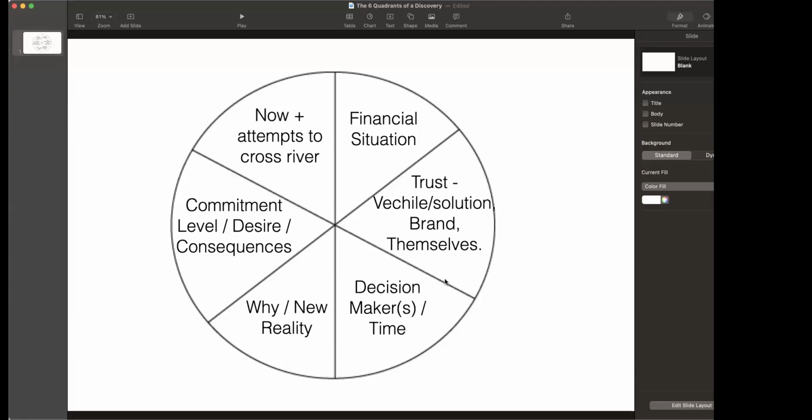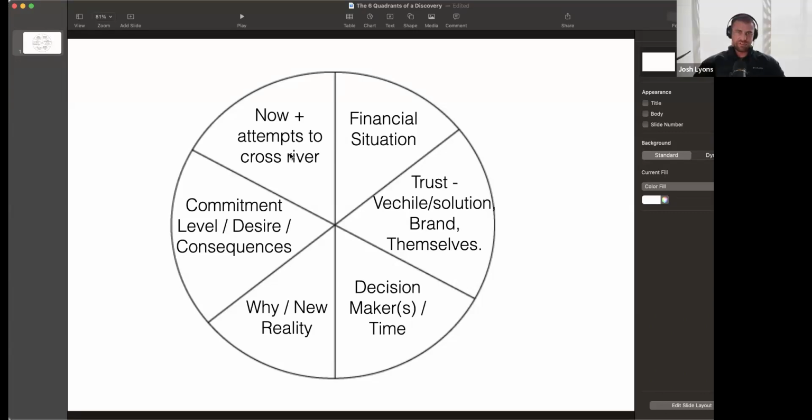Now, notice how I phrased that a little differently. I didn't say, why is it going to be different now? Because that sounds like a canned, heard-it-before type of thing. So we change it up a little bit. Was just about to get into that.